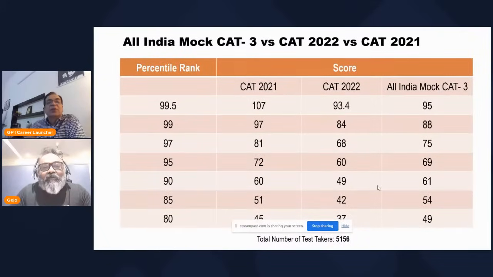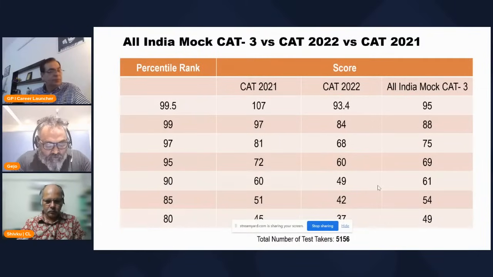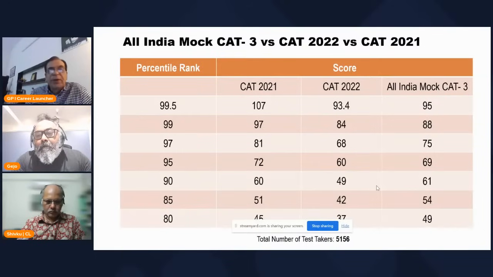So let's get started. So this is the overall story, and close to CAT-22 is what I would say by and large. Minor variations here or there, but closer to CAT-22 as compared to the CAT-21 paper. I think I should get my tab also. That's not here. So okay, I'll get it as we go along.